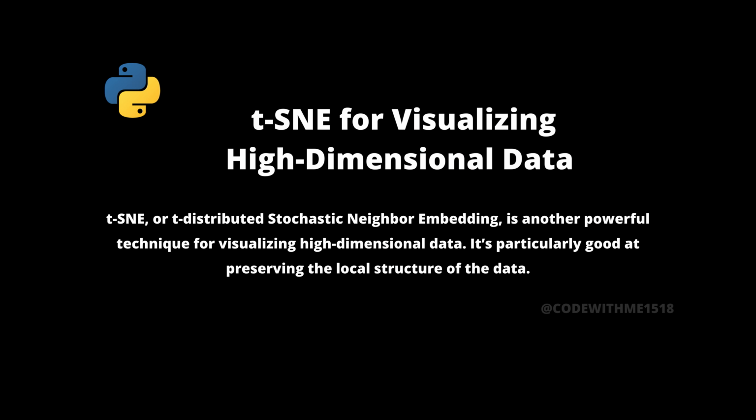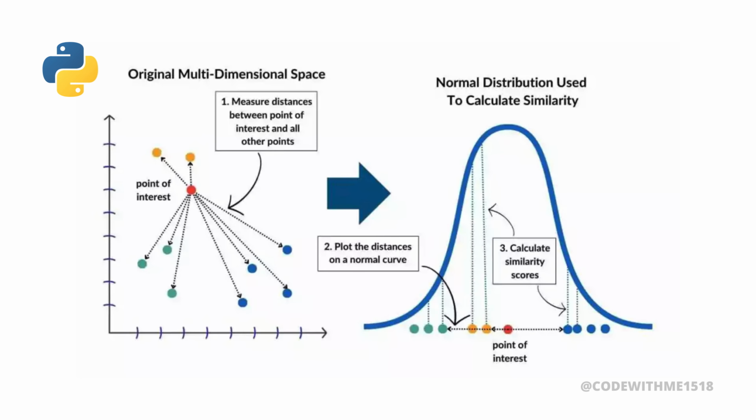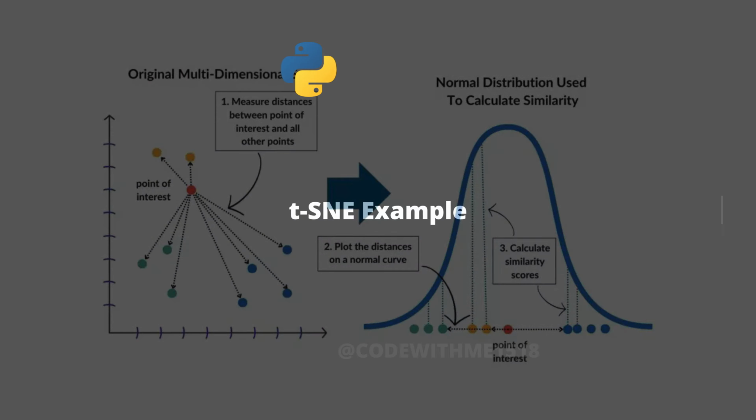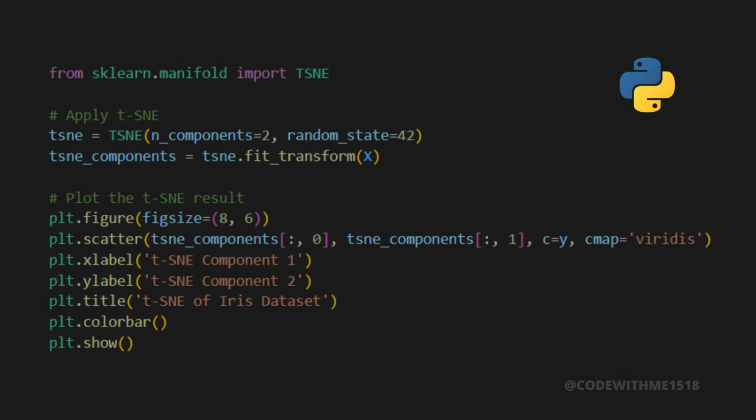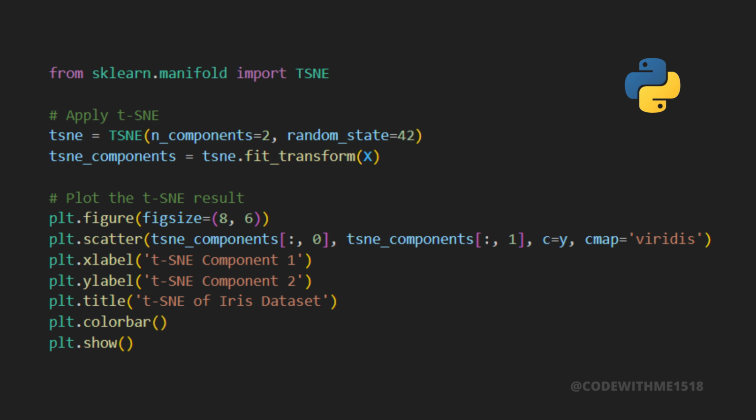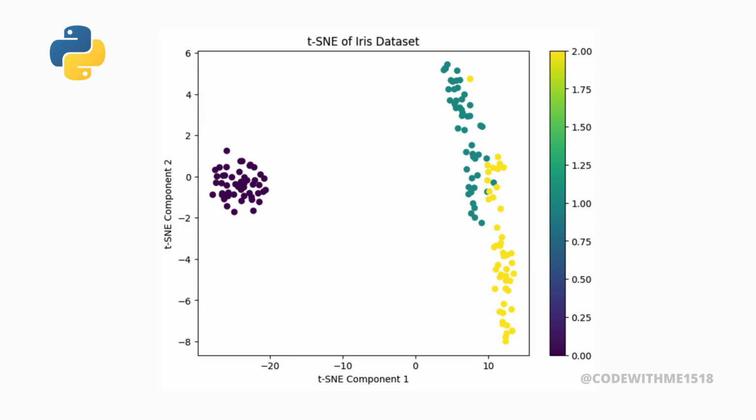t-SNE, or t-Distributed Stochastic Neighbor Embedding, is another powerful technique for visualizing high-dimensional data. It's particularly good at preserving the local structure of the data. Here's how you can use t-SNE to visualize high-dimensional data. Let's run the script to see the output.